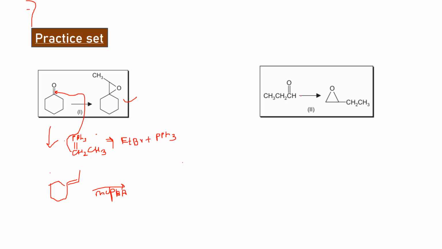In a similar way, if you add PPh3, CH2, it will form this alkene, and if it undergoes epoxidation with mCPBA, it will form this epoxide as our product. Let's go to the next question.